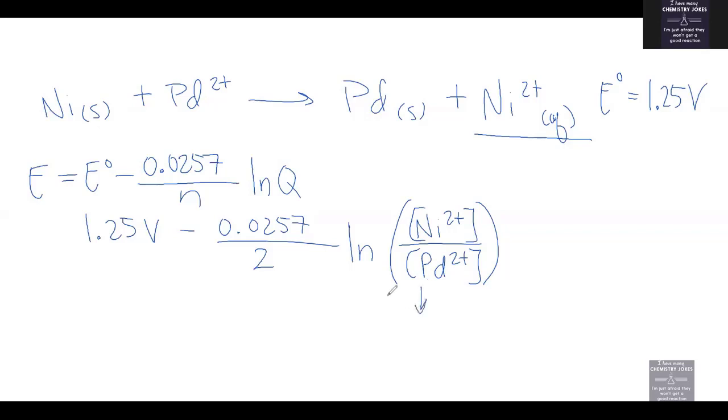So this becomes 1.0 divided by 0.017. Do a little plug and chug of this thing and see what we get.